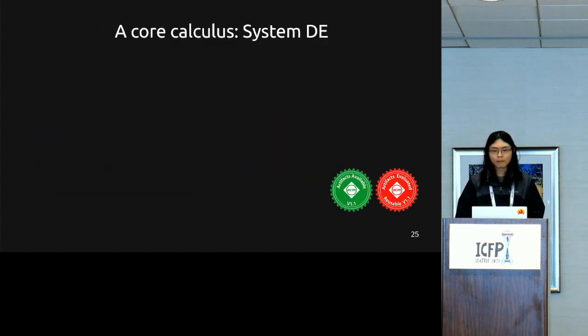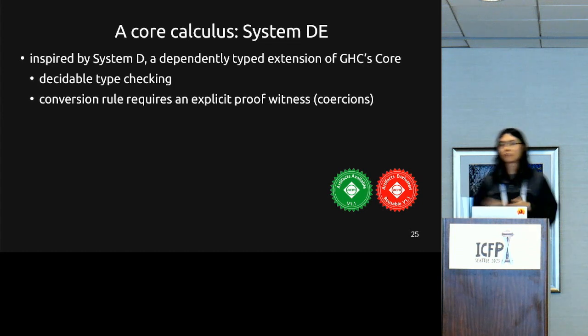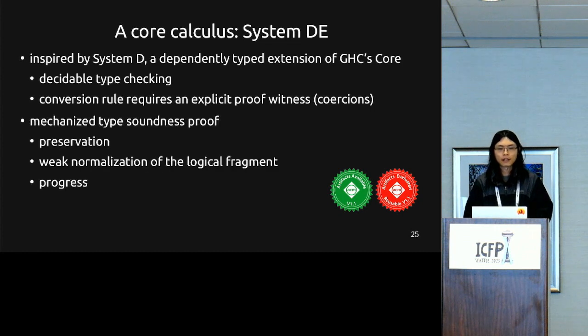So far, I have presented the examples using a very declarative syntax, but the reality is system D is actually a core calculus, which is annotated. It is inspired by system D, which is a dependently typed extension of GHC's core calculus. So just as a short introduction of how GHC works, you take the surface Haskell syntax and then elaborate into the intermediate core language, which has properties such as decidable type checking. The conversion rule in system D requires an explicit proof witness called coercions, which I'm going to explain shortly. And we mechanized the type soundness proof of system D in the Coq proof assistant.